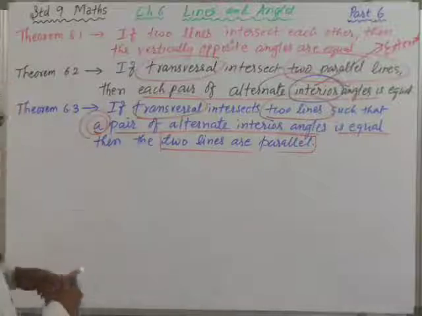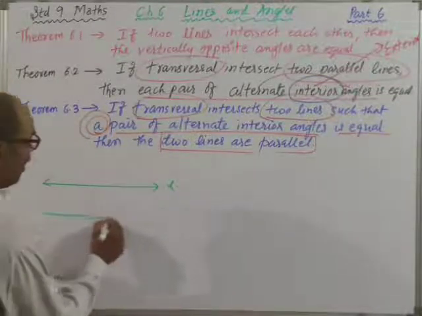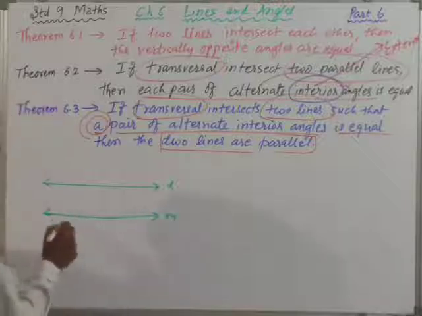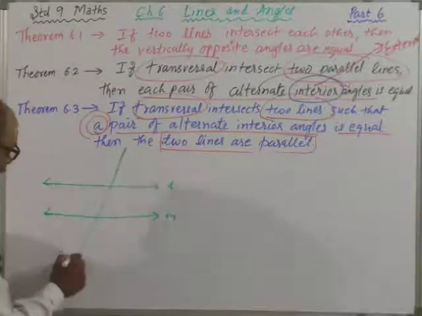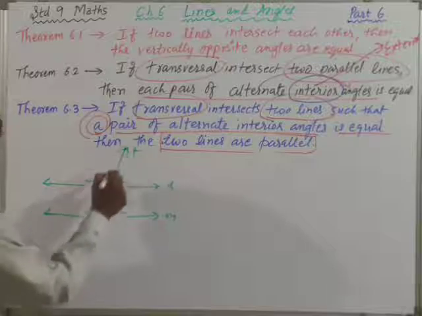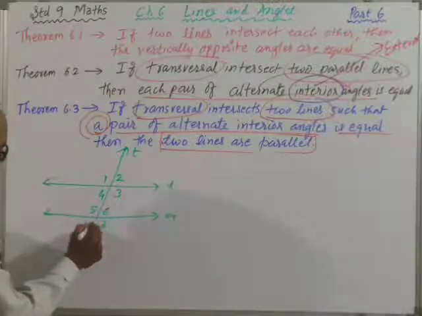Let's see. I'll draw the figure first. L and M, you have to prove they are parallel, they appear to be, but we have to prove it. And this is the transversal. 1 2 3 4 5 6 7 8.